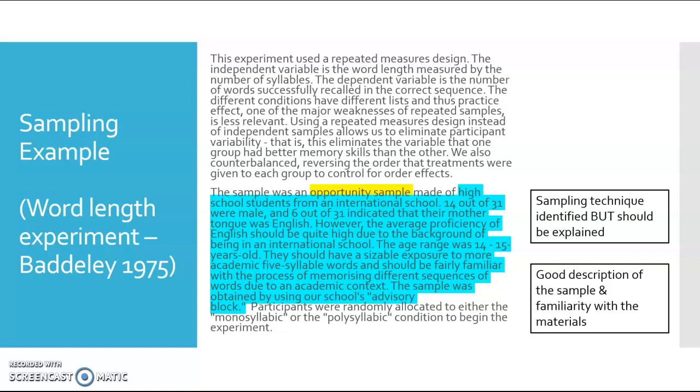You can see I've also highlighted the makeup of the group. So high school students in an international school, 14 were male, 6 had English as their mother tongue, age range 14 to 15, and importantly, they've talked about familiarity with the materials there as well. So just take time to pause this and read that carefully, because they've explained the fact that the words they've used, the students would be familiar with.